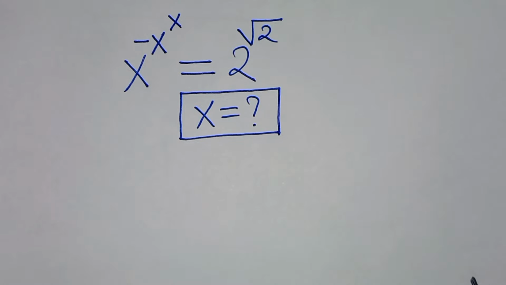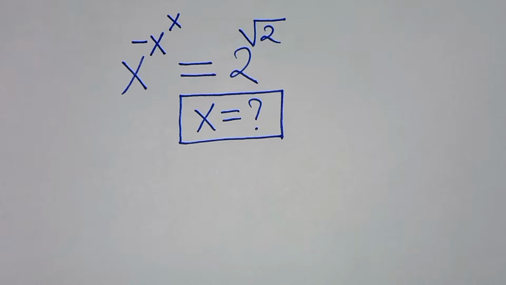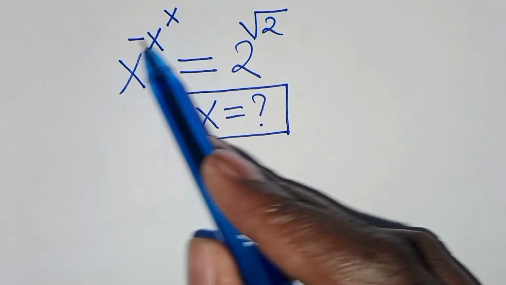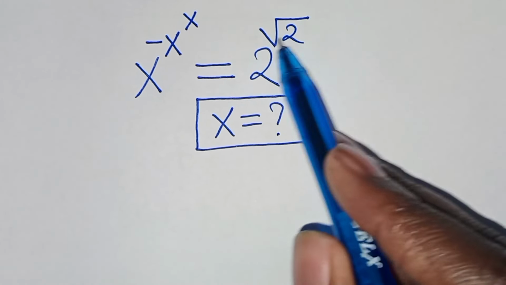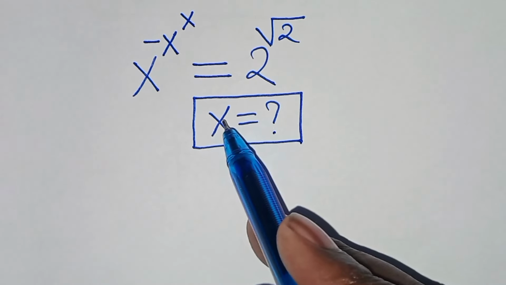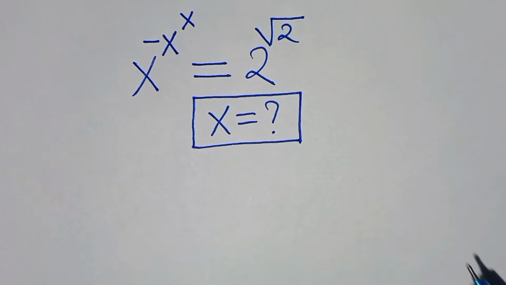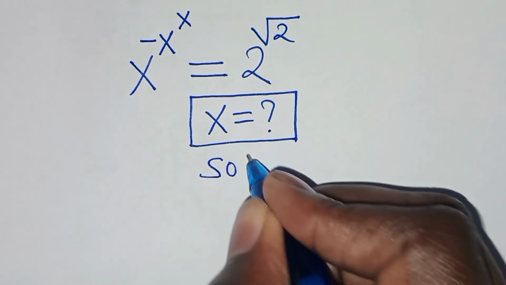Hello everyone, you're welcome to solve this nice Math Olympiad Algebra problem: x raised to power minus x raised to power x is equal to 2 to the power of square root of 2. The question is, what is the value of x? So let's begin the solution from here.